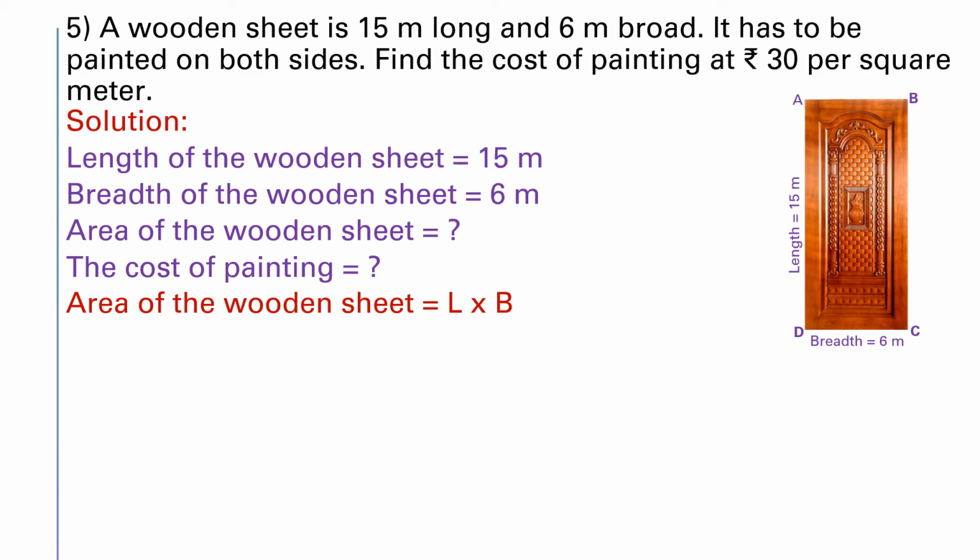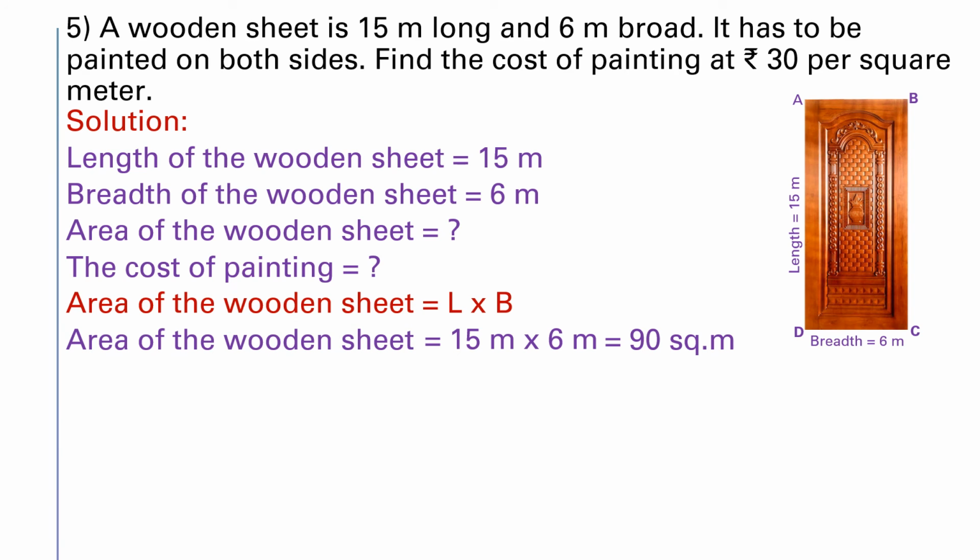Now put the value. Length is equal to 15 meters and breadth is equal to 6 meters. So write down 15 meters multiplied by 6 meters. Now do the multiplication. 15 6s are 90 and meter multiplied by meter we get square meter. So area of the wooden sheet is equal to 90 square meter.